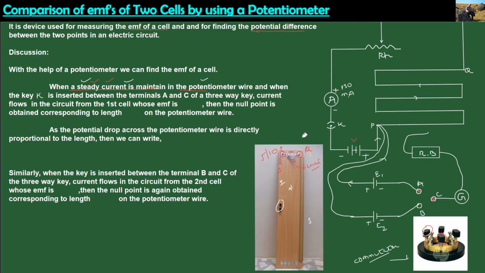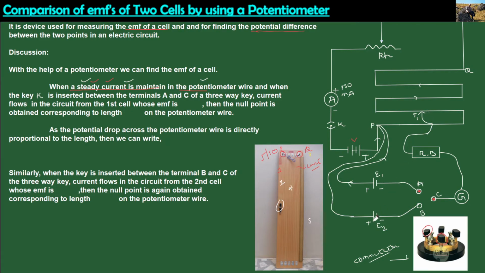Current will flow from the first cell. So when current flows from the first cell, what happens on the wire, what happens on the circuit? Current will flow in that direction, and you will find a null point. Suppose the null point is obtained somewhere at that point. So this will be that particular point.